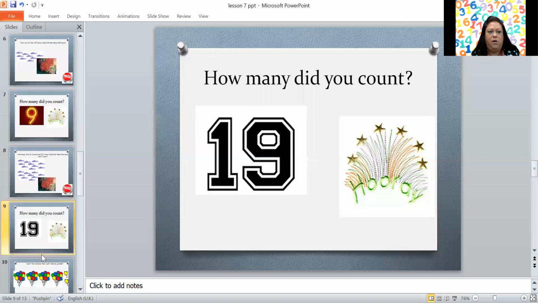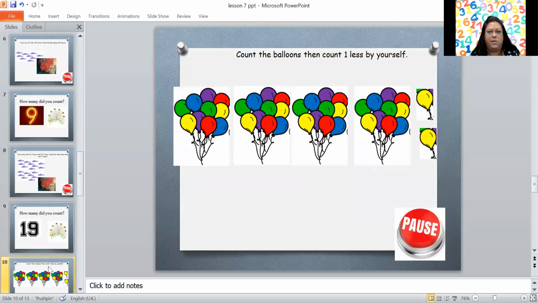Now we're going to move on. This time we've got some lovely balloons. And I want you to have a go at this one by yourself. So we've done it together, haven't we? This time, count the balloons, and then you're going to count one less by yourself. And remember, you're going to take one away, okay? You're taking one away, you're counting one less. Your amount of balloons is going to get fewer. Press pause and do this now.